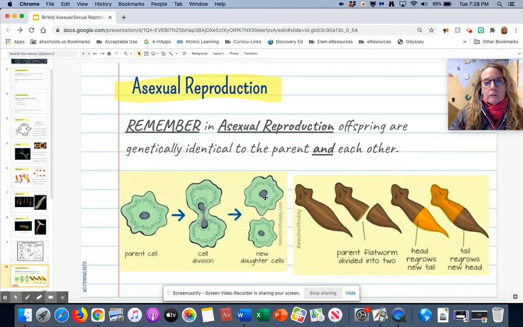So these two cells are genetically identical to each other, and they're related to this one. And then in this planaria, when we divide it in half, the two halves that are still present are genetically identical, or have exactly the same chromosome information.